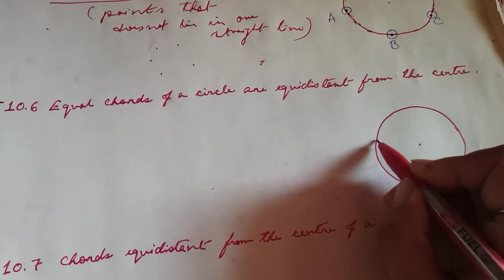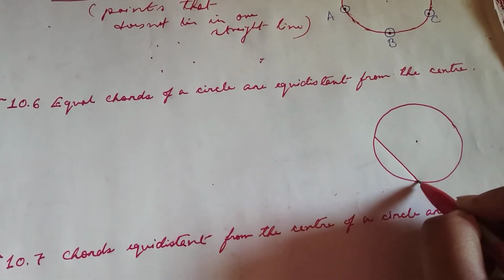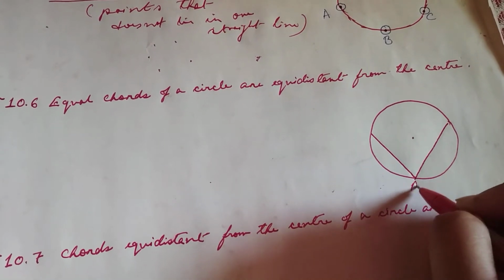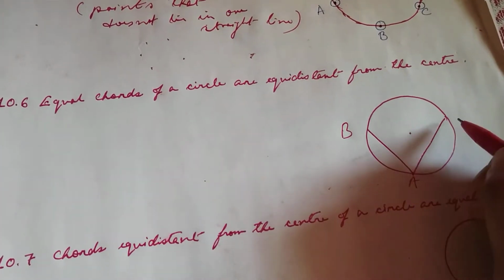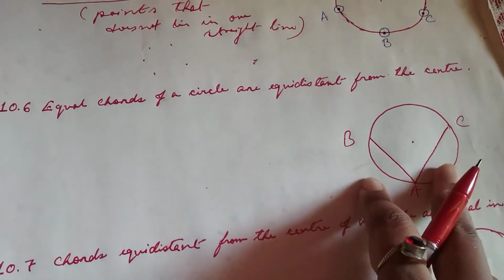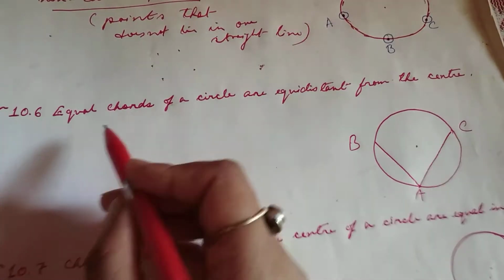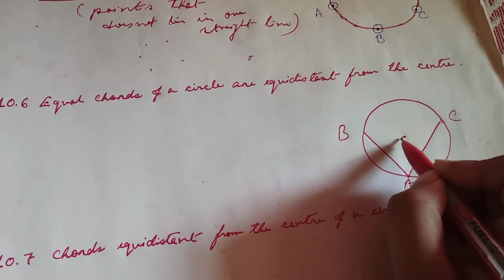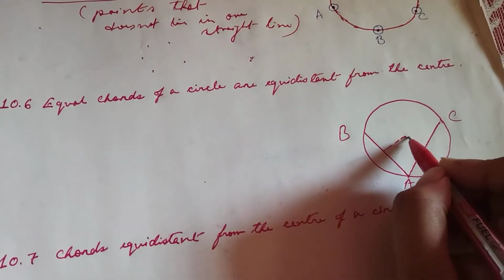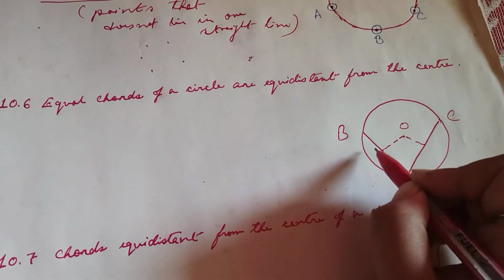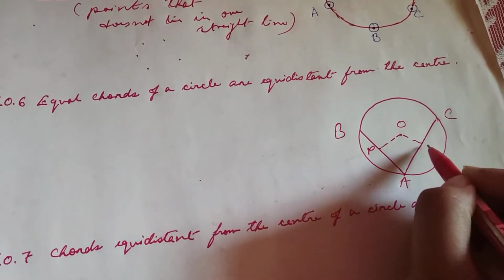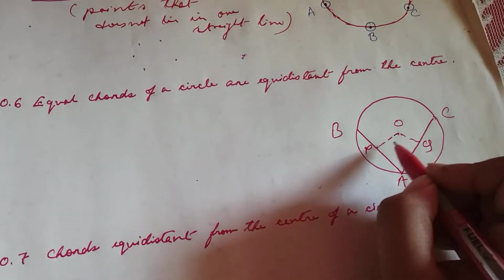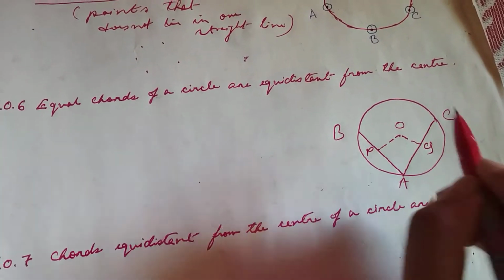That means if there are two chords which are already equal, that means if AB and AC are two chords of a circle, you have to prove that they are equidistant from the center. Equidistant from the center means if I drop two perpendiculars from the center, OP and OQ, to the two chords AB and AC, you have to prove that OP is equal to OQ.